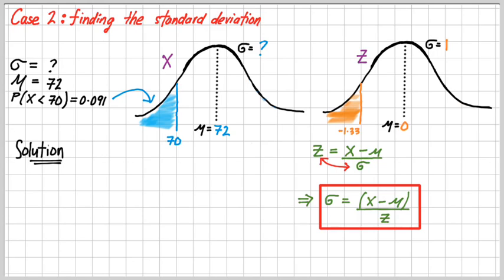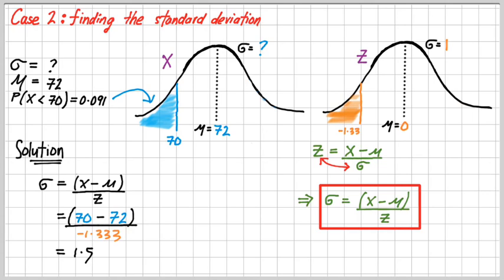So for the solution, there's the formula that we've just found. Numerator: 70 minus 72, x is 70. We're going to take away the mean of 72. And we're going to divide by our z value, which we've just found. Remember to keep the negative in there. And if we've entered that correctly on our calculator, we should get a standard deviation of 1.5.